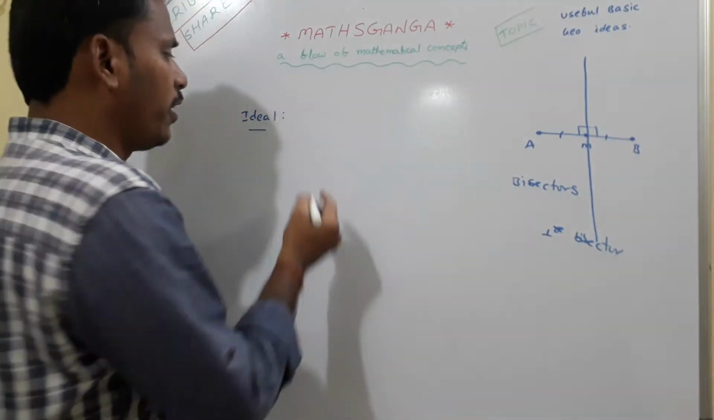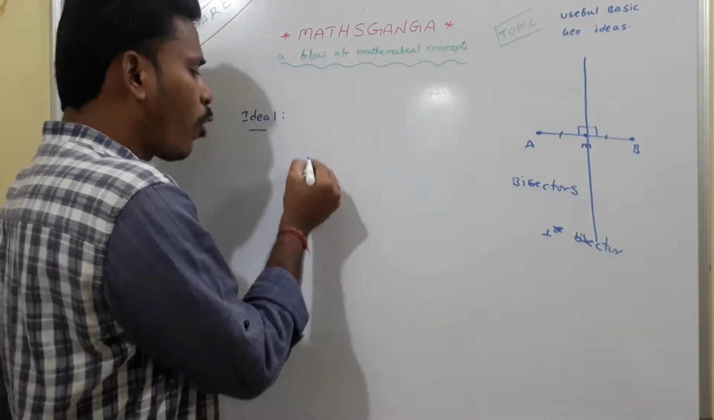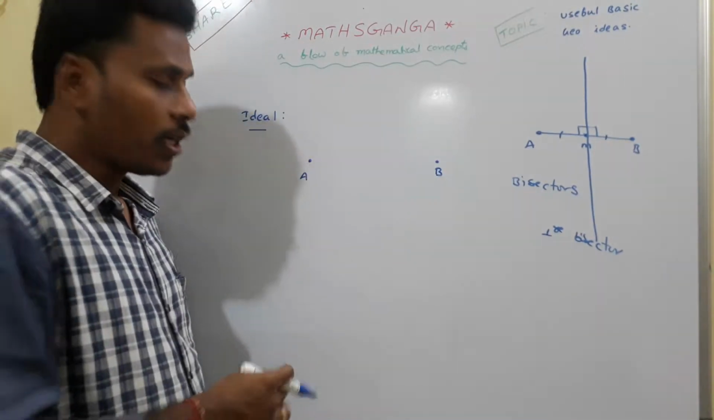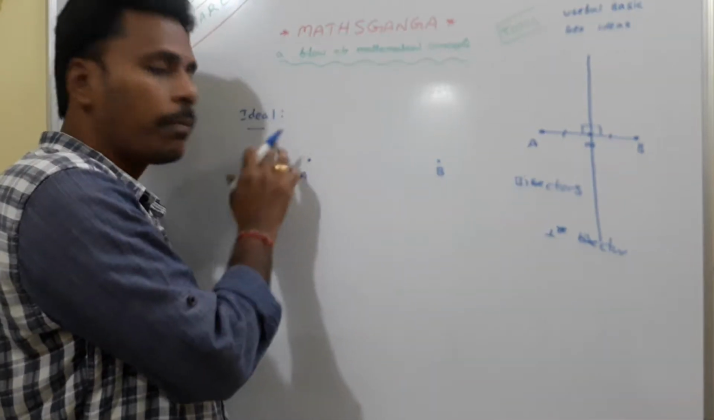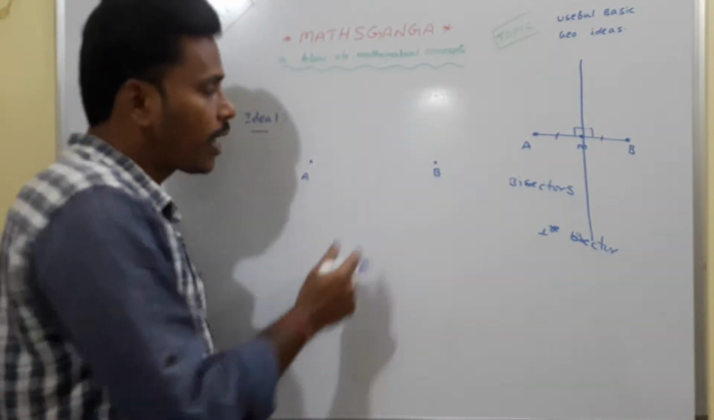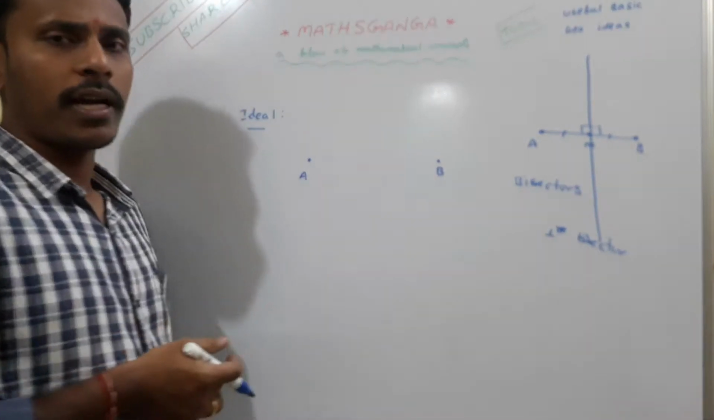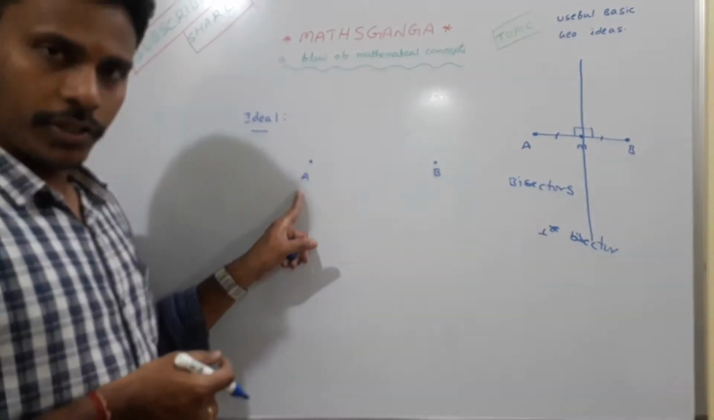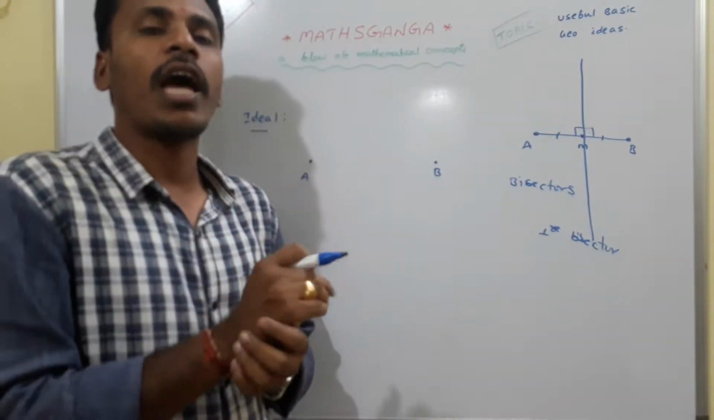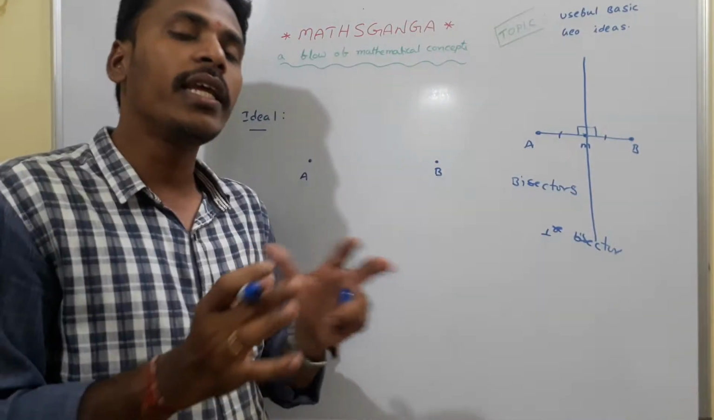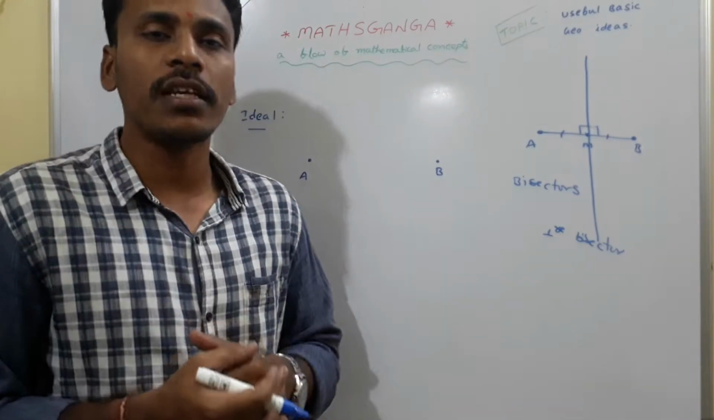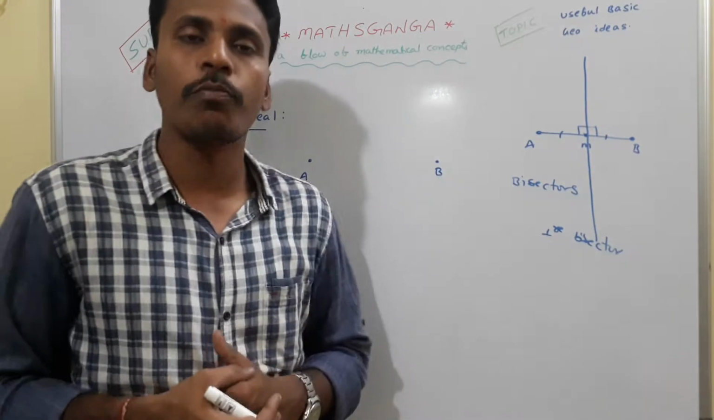Suppose, in general, I am discussing a situation. At point A there is a bus station of a city, and at point B a supermarket is located. This is the location of the bus station and this is the location of the supermarket. I need to take a house for rent which is nearer to both these points, which is at equal distance from the bus station as well as the supermarket.